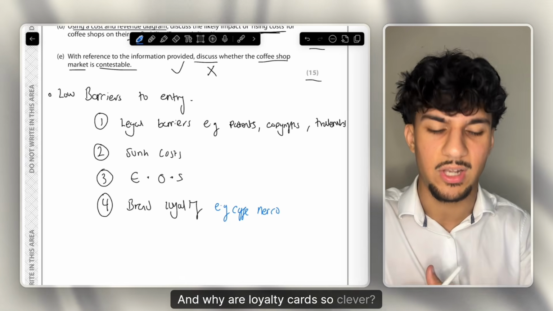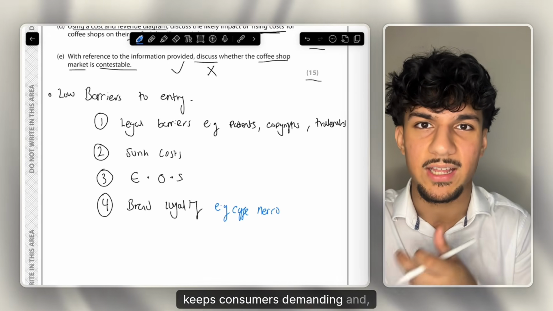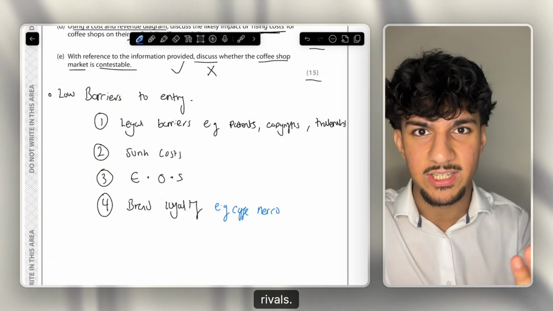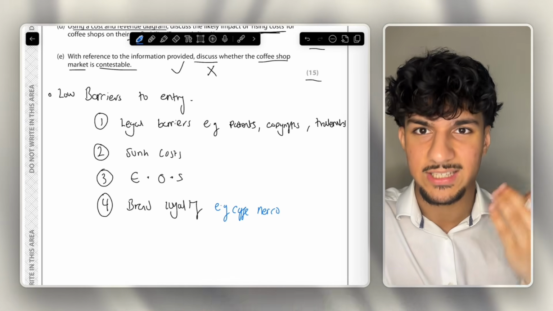And why are loyalty cards so clever? Firstly, it keeps consumers coming back, keeps consumers demanding, and then more importantly, it keeps them away from rivals. So it keeps them away from Costa, keeps them away from Starbucks, which is of course exactly what these firms want.